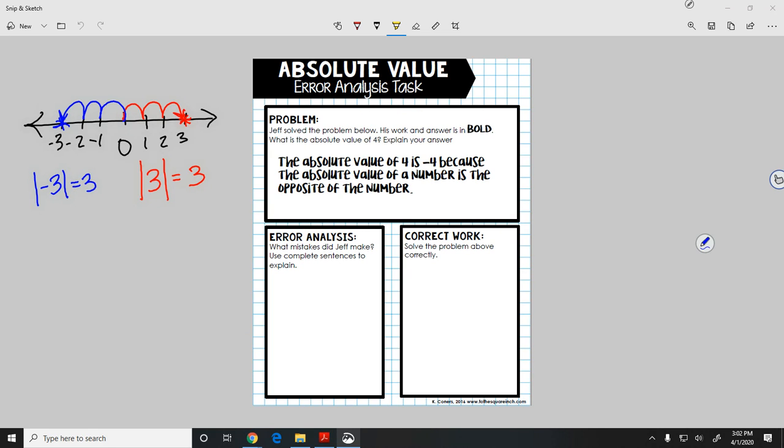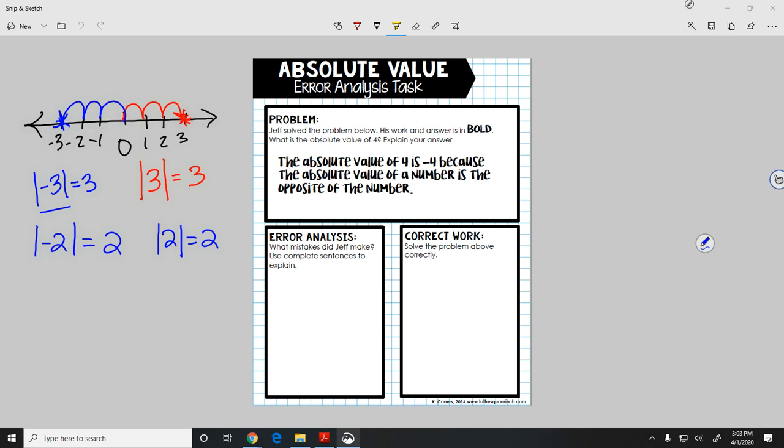All right, so we talked about how absolute value is the distance of a number from 0. Is it the opposite of a number? Not necessarily. If we look at negatives, let's say the absolute value of -2, it's going to be the opposite. It's going to be 2, but the absolute value of 2 is just going to be 2 because we're looking at the distance.